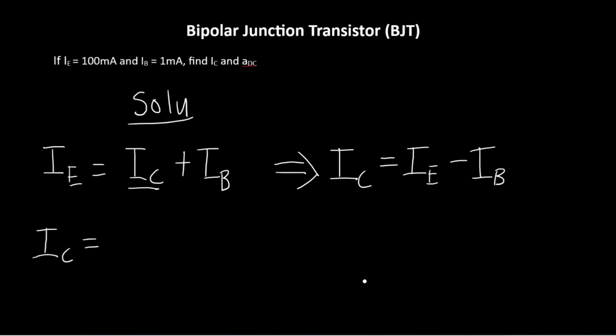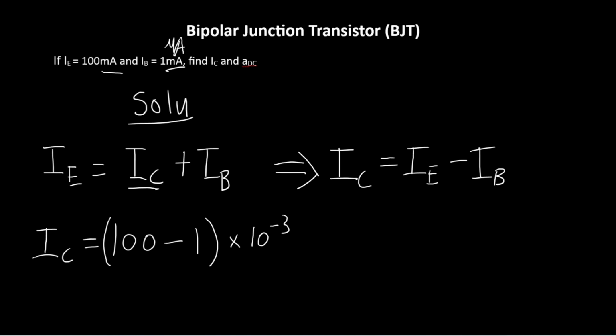IC: our IE is 100 milliampere. Since our units are the same, this is how we represent it, minus 1 times 10 raised to the power minus 3. But in a case where our units were not the same, maybe our base current, which is normally given in microampere, this won't work. We have to convert each of them separately to their actual ampere value.